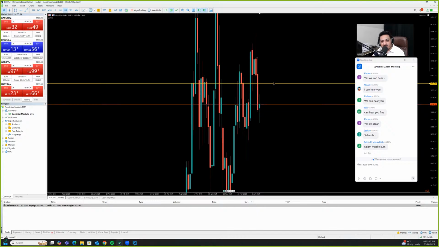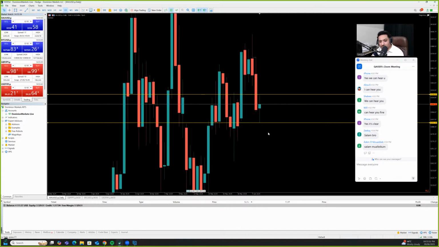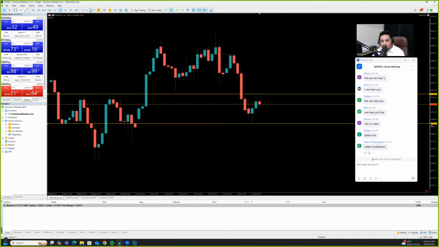So daily time frame. Let's start with the daily time frame. I'm taking the high of the daily time frame, and at the same time I'm taking the low of the daily time frame. Okay, so let me zoom in. From daily to H4, let's see what is going on in the higher time frame.